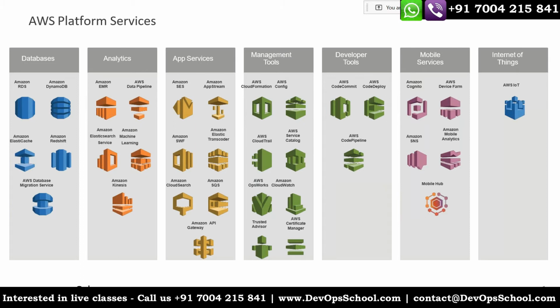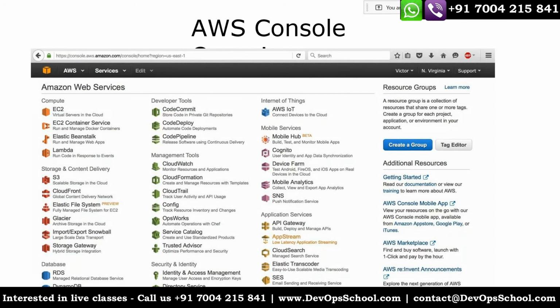Different database services we will use as part of this training. Different developer tools, you see the fifth column, we will use that, and app services, the third column also, SES, SWF, and all these things we'll learn about. So these are platform services. After the login, you'll see something like this. This is a little old UI.